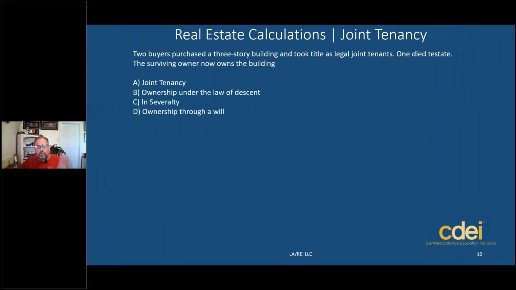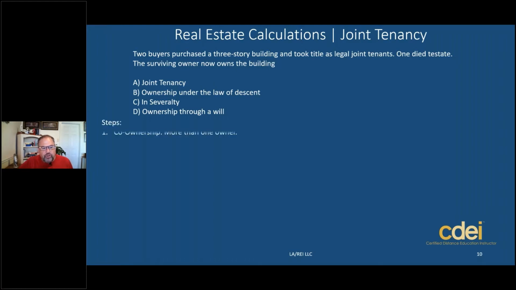Now, here's what the question reads. Two buyers purchased a 3-story building, took title as legal joint tenants. There's a clue there. Two clues so far. I got two buyers, so I know I'm talking about co-ownership. They purchased together a real estate property, a 3-story building, and they took title as legal joint tenants. Hey, I know that's joint tenancy. One died, testate. The surviving owner now owns the building what? Okay, so let's take a look at this, and I'm going to show you the play on words that you've got to be careful with.